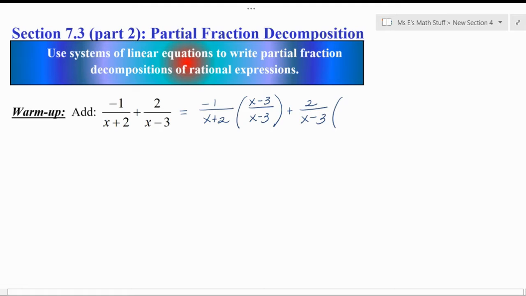So the first fraction we're going to multiply by x minus 3 over itself, hence a creative version of 1. And then the second fraction we'll multiply by x plus 2 over itself. Whoops, hence a creative version of 1.